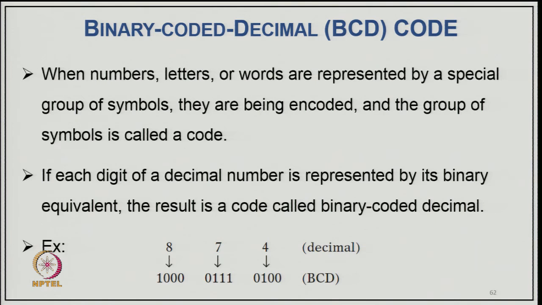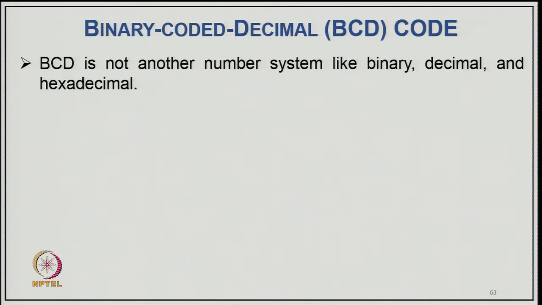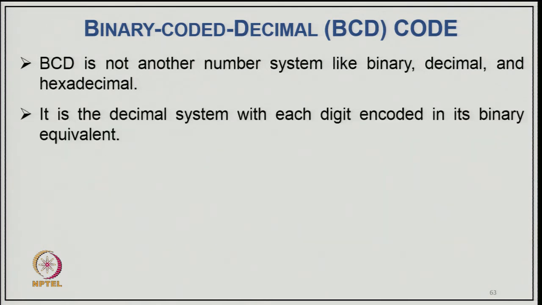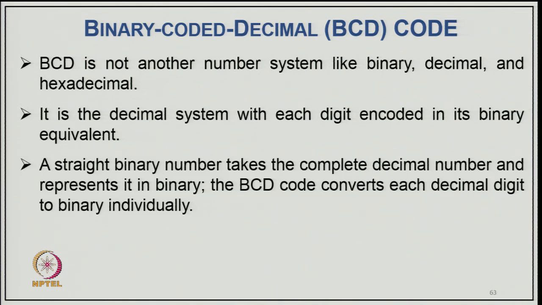Typically here. However, decimal to binary conversion we already discussed earlier, that is a different method. So, this is just an equivalent code, we call it the BCD code. Each digit of decimal we convert to an equivalent 4 bits of binary number. So, BCD is not another number system like binary, decimal, and hexadecimal. It is just a code, and it is equivalent to the decimal system with each digit encoded to its binary equivalent, whereas a standard binary number takes the complete decimal number and can represent it in binary.